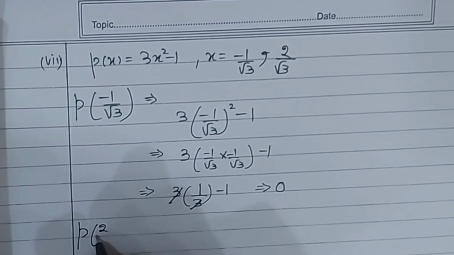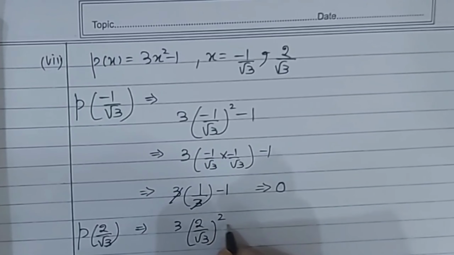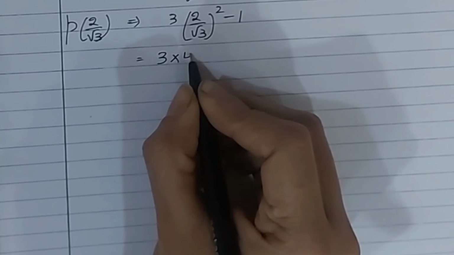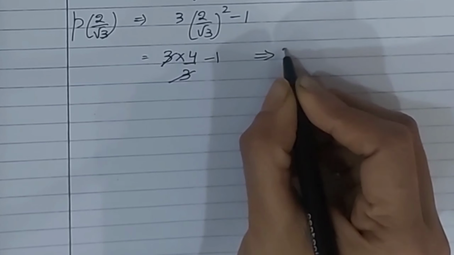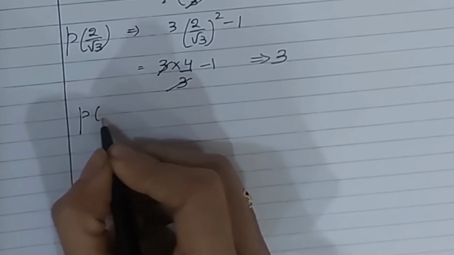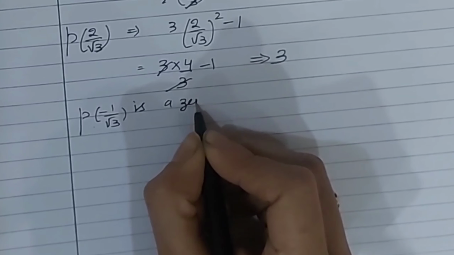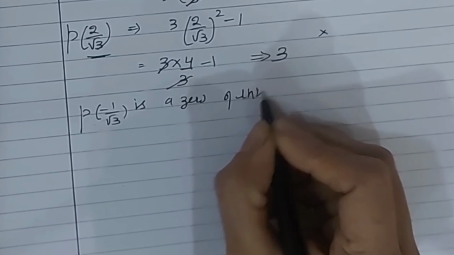Now we'll check for 2 by root 3. So when we put here 2 by root 3 whole square minus 1, what we'll get? 3 times, 2 2s are 4, and then 4 minus 1. Here we are having 3 as the answer. So we can conclude that x is equal to minus 1 by root 3 is a 0, not this one. Is a 0 of this P(x). Okay.